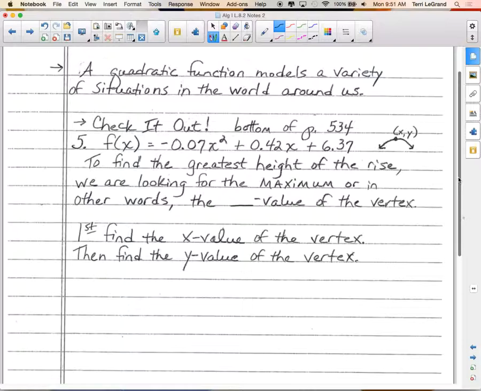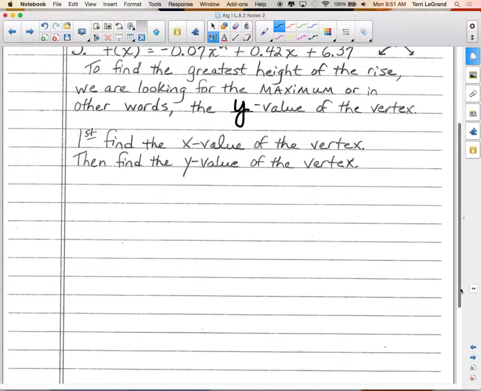Okay. So to find the greatest height of the rise, we're actually looking for the maximum, or in other words, which value of the vertex? The y value. If they want us to find the greatest height of the rise, we are looking for that vertex. Its y value should tell us the highest it will go. So the first thing we're going to do is find the x value of the vertex, or in other words, find the axis of symmetry so that we can steal the x value from it.